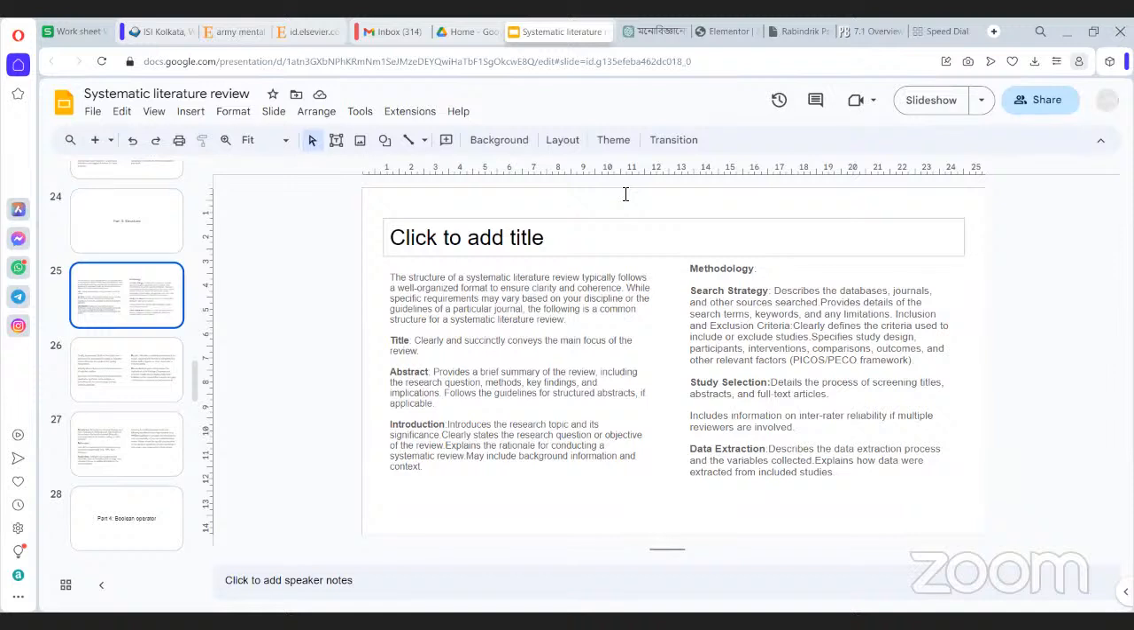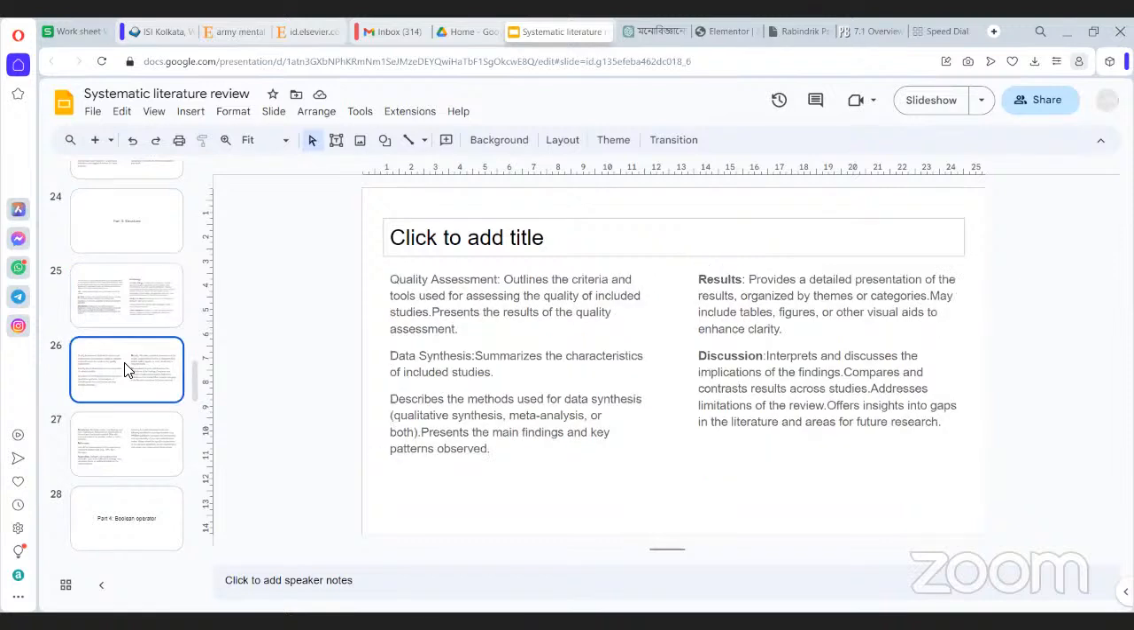Next is data extraction. It describes the data extraction process and the variables collected, and explains how data were extracted from the included studies. This is very, very important because whatever your findings are, they are based only on the data extraction. So you have to justify why you have selected these data. Everything is based upon your research question.